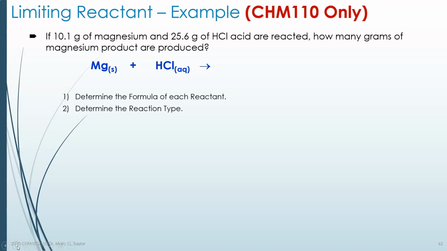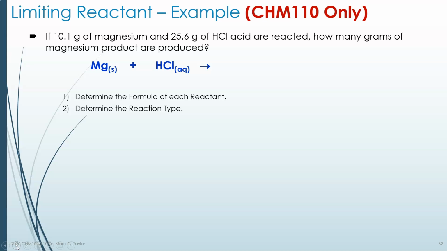It's an element plus a compound will make a compound plus an element. And it's a single replacement, which means the magnesium will replace the hydrogen. Usually, if you have a metal in a reaction, either a metal will replace a metal, or a metal will replace a hydrogen, or a hydrogen will replace a metal. So hydrogen will behave like metals in single replacement reactions.